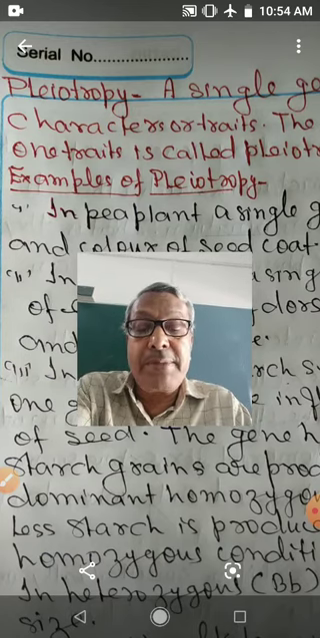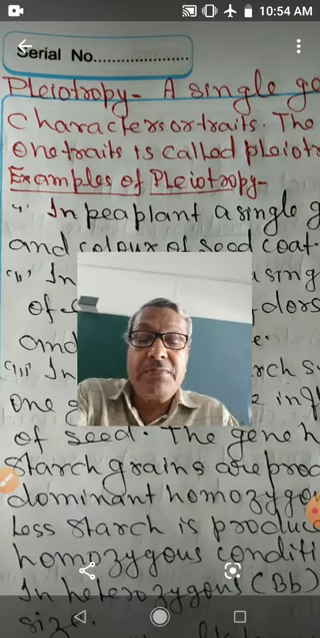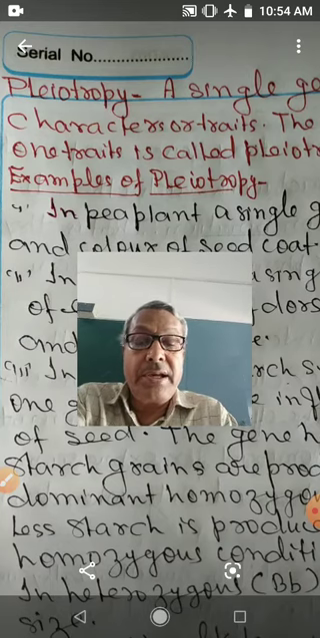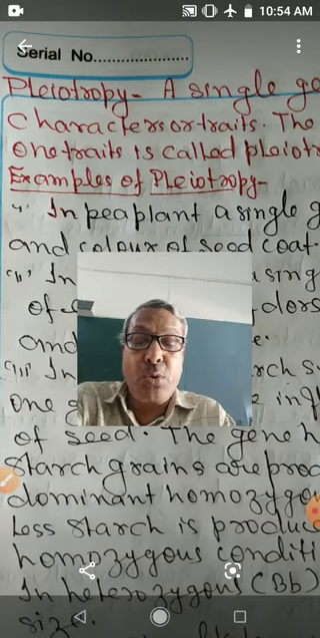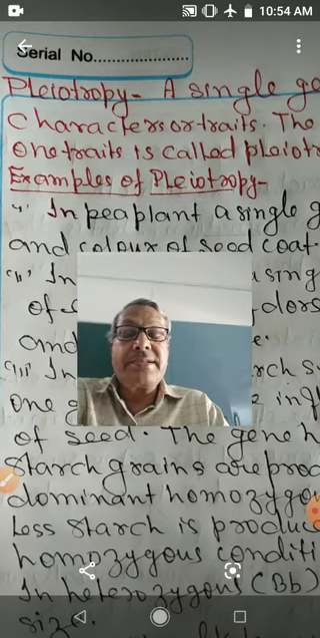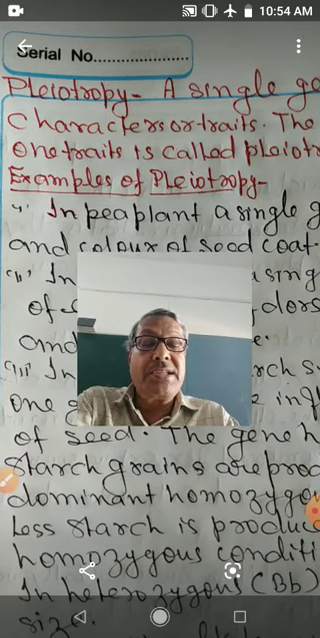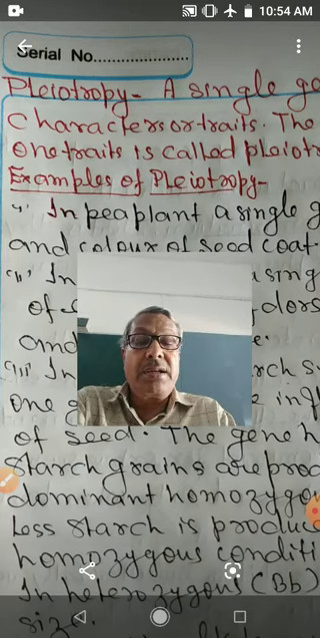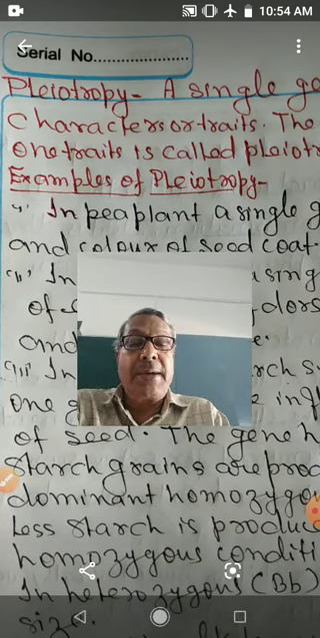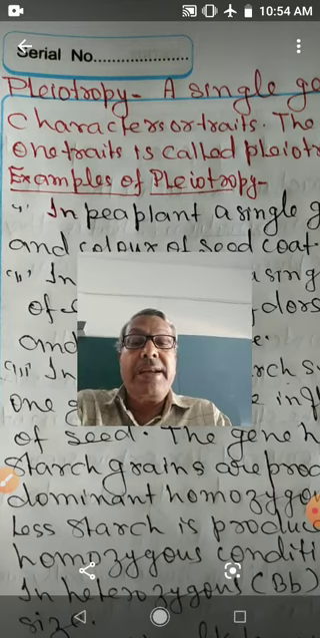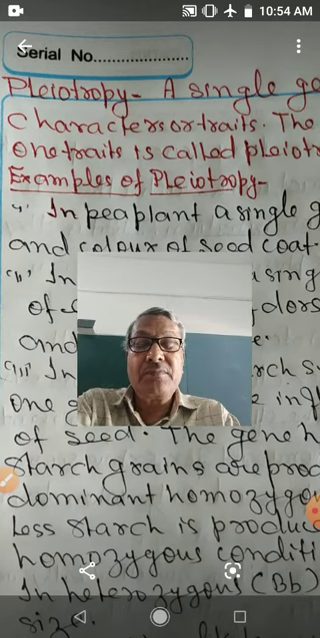There are many examples of pleiotropy. First example is in pea plant, a single gene can influence color of flower and color of seed coat. Second example is in Drosophila, a single gene affects the size of wings, color of eye, position of dorsal bristles, shape of spermatheca, and length of life.